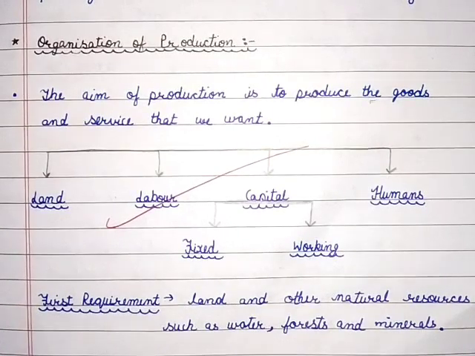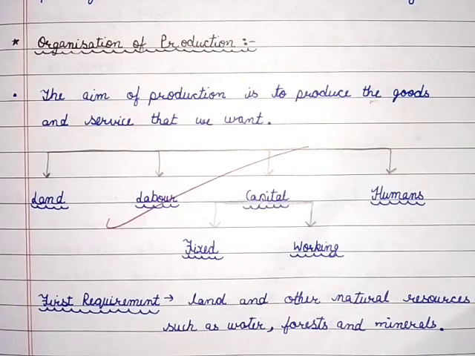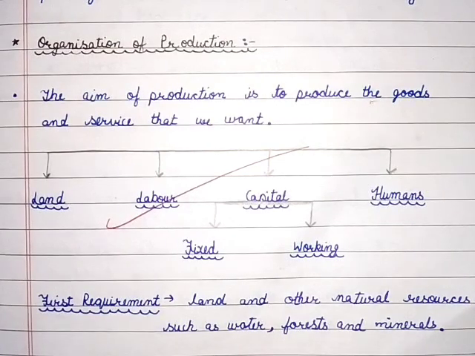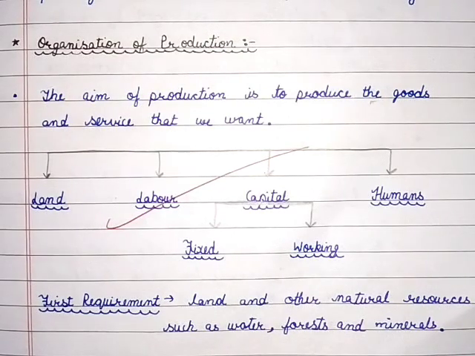Organization of production. The aim of production is to produce the goods and services that we want. Land, labor, capital, humans. Capital, fixed and working. First requirement. Land and other natural resources such as water, forests and minerals.